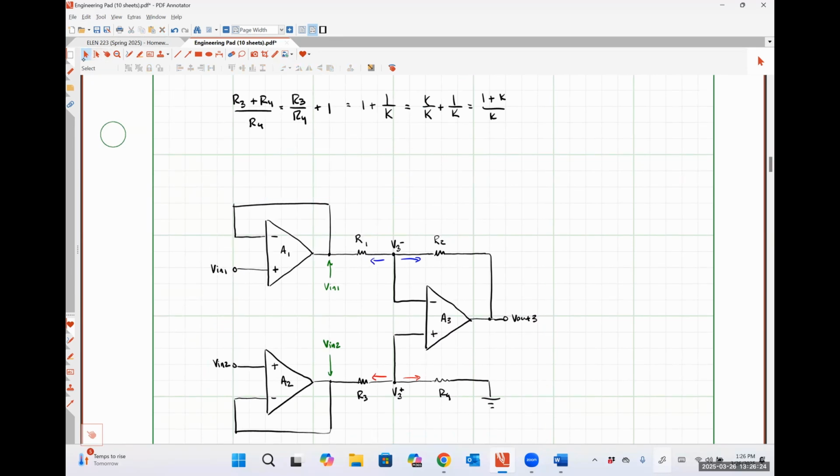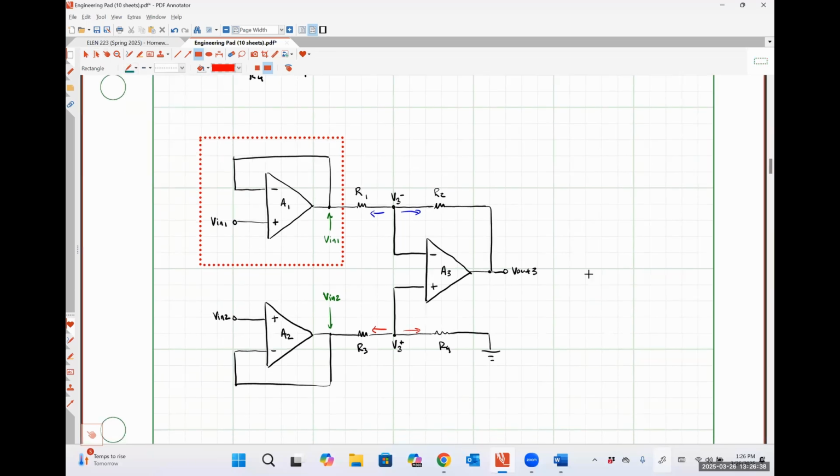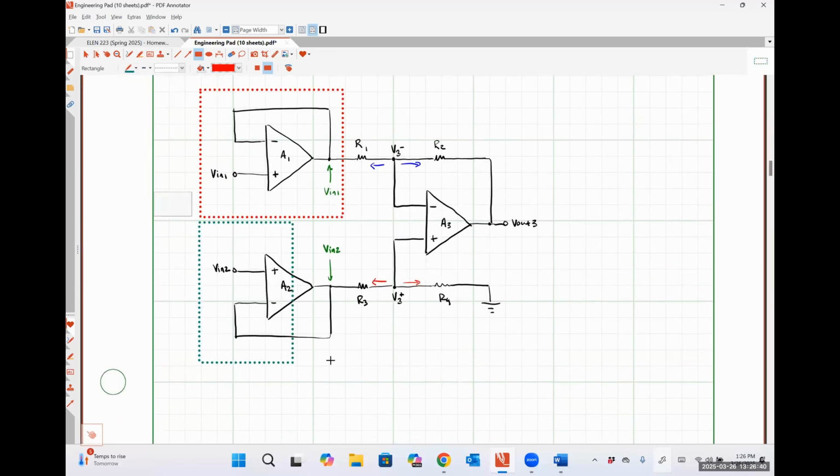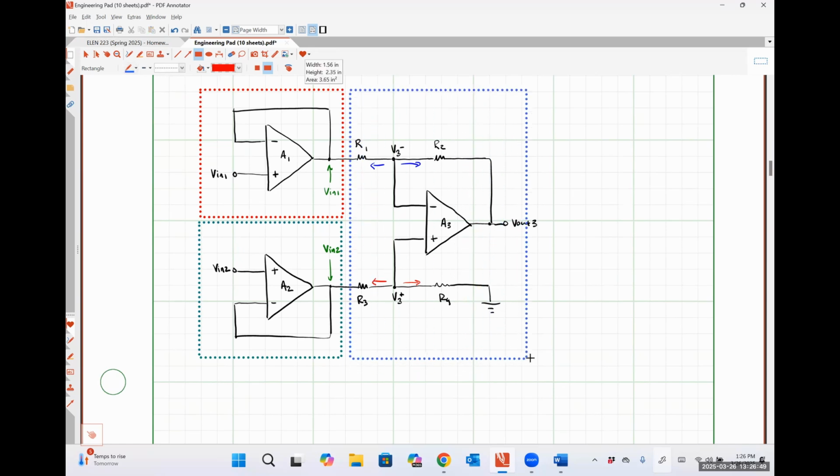So I'm going to put a box around this part right here. And I'm going to put another box around this part right here, even though they're essentially identical. And then lastly, I'm going to put a box around the remainder of this guy.